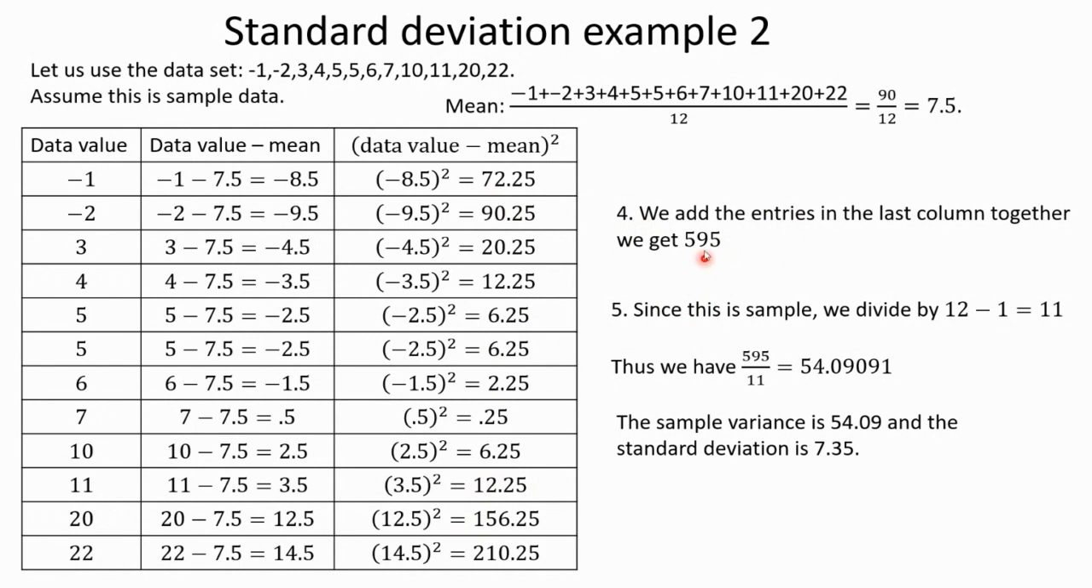This is sample data. Remember, unless stated otherwise, it's always sample data. So we're dividing by 12 minus 1, which is 11. N is 12. We always divide by n minus 1. If it was population data, we would divide by 12. Doing so, we get this. I rounded to 2 decimal places. I would normally tell you how many decimal places to round to. So here we get 54.09. That's the variance. The standard deviation is this, 7.35.